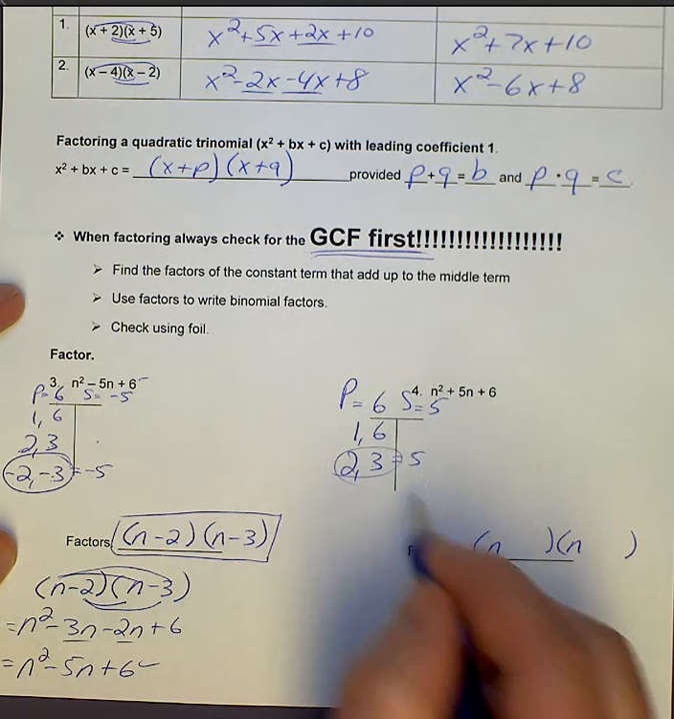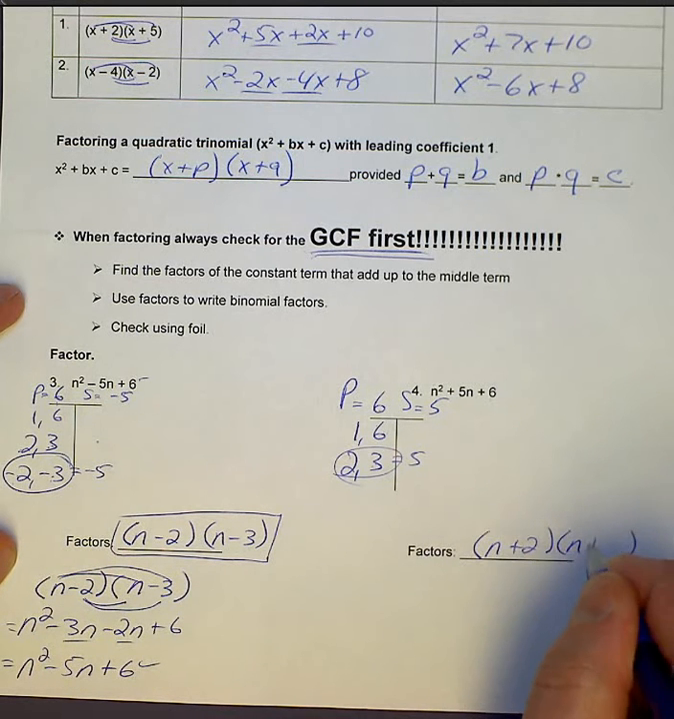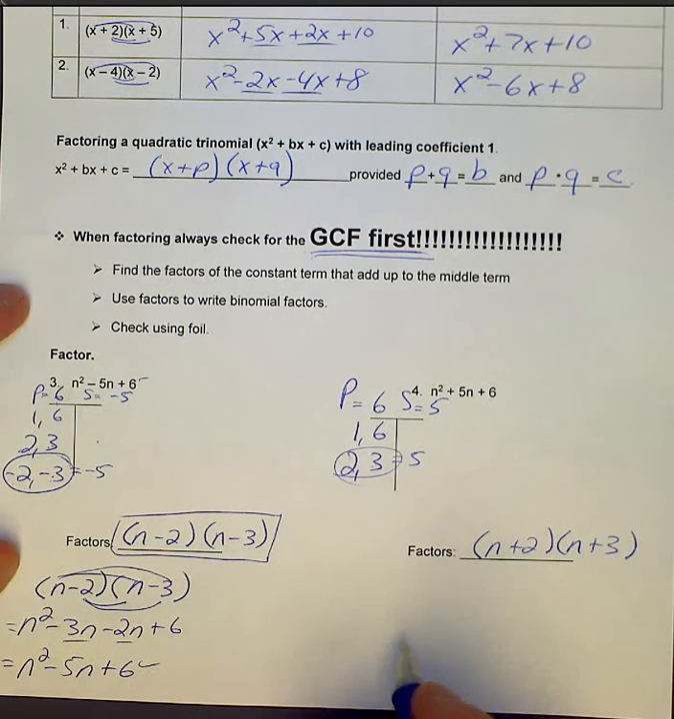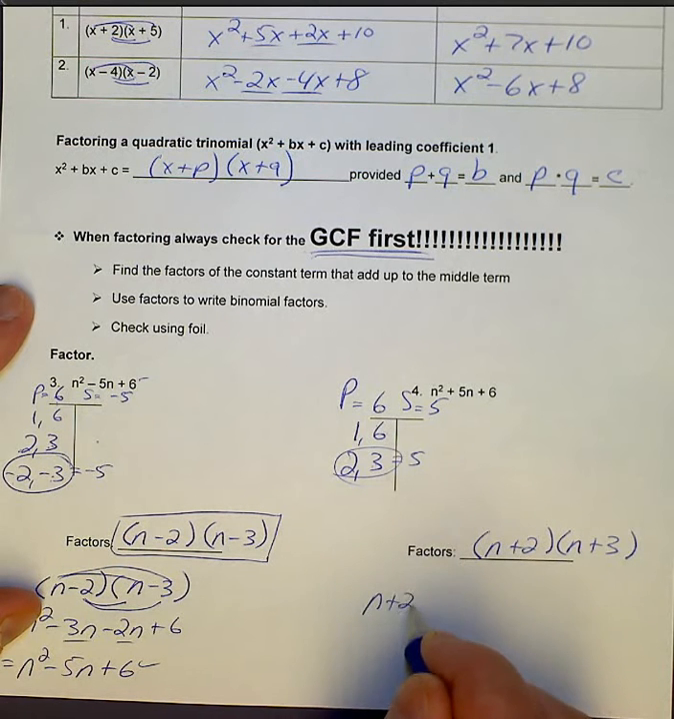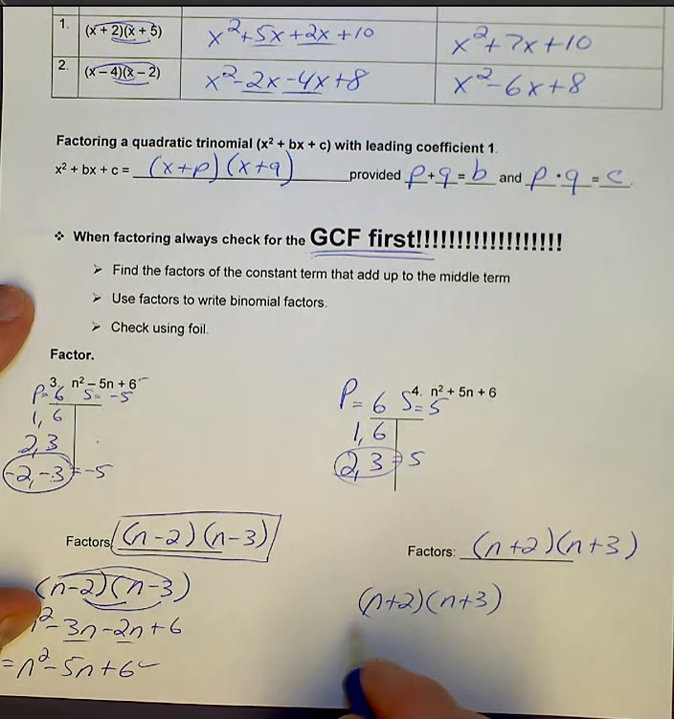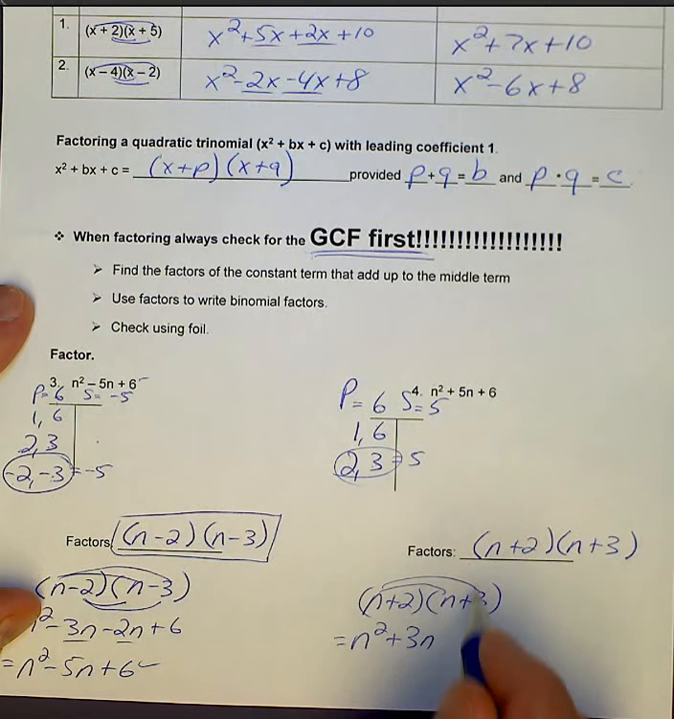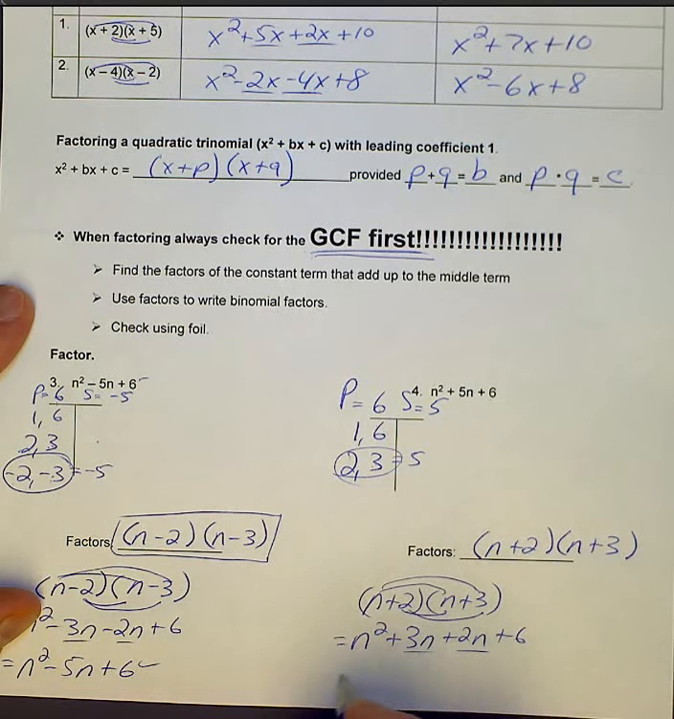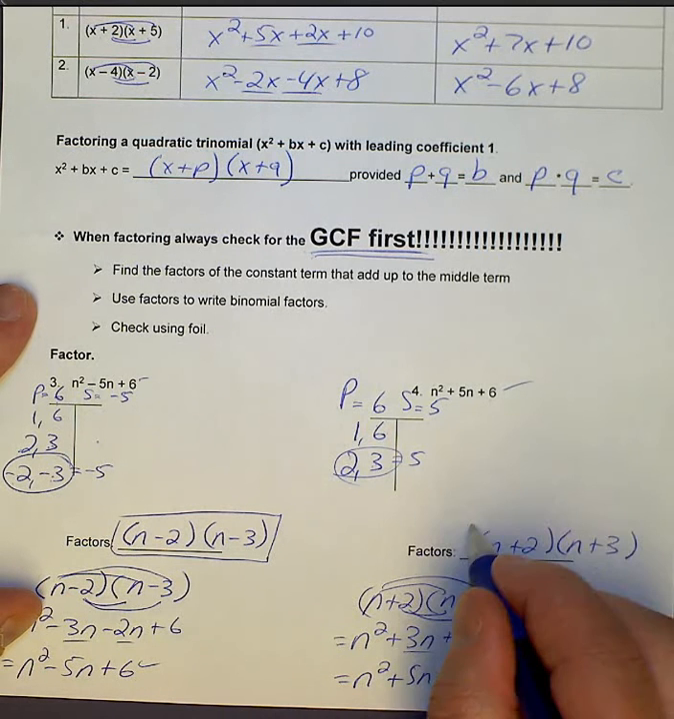Those are my factors. I'm going to put them in my binomials. I create my 2 binomials. I'm going to double check it. N plus 2 times n plus 3. We get n squared plus 3n first, outside, inside, plus 2n, and the last, plus 6. Combine my like terms, n squared plus 5n plus 6. This is the same as that. It checks, meaning these are my factors.